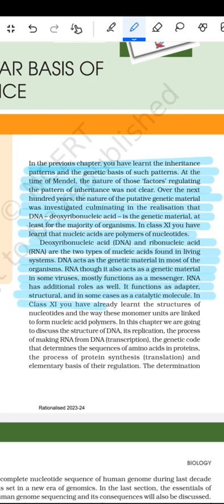In class 11, you have already learned the structure of the nucleotides and the way these monomer units are linked to form the nucleic acid polymers. In this chapter, we are going to discuss the structure of the DNA, its replication, the process of making RNA from the DNA, transcription, the genetic code that determines the sequence of the amino acids in the proteins, the process of the protein synthesis, translation, and the elementary basis of their regulation.